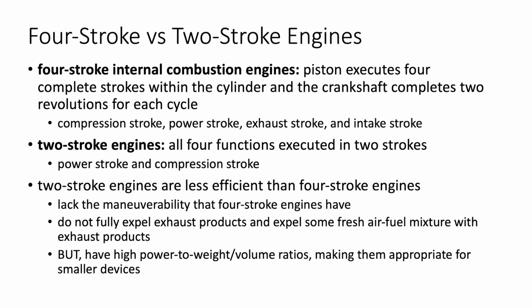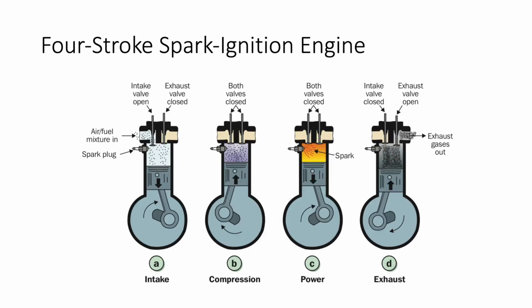But in a two-stroke engine, all 4 of those functions are only executed in 2 strokes. So the two-stroke engine only has a power and compression stroke, but it does everything that a four-stroke engine does just in 2 strokes. However, the two-stroke engines are less efficient. They lack the maneuverability that the four-stroke engines have, but they do have high power to weight and power to volume ratios, so they are rather appropriate for smaller devices.